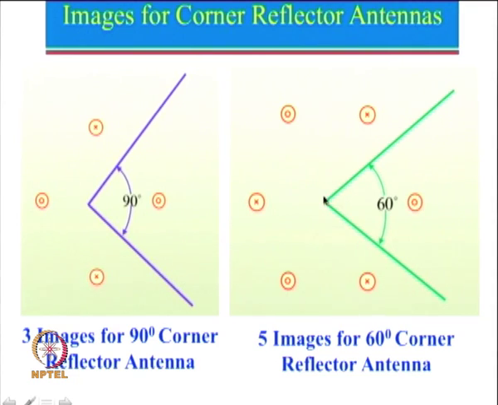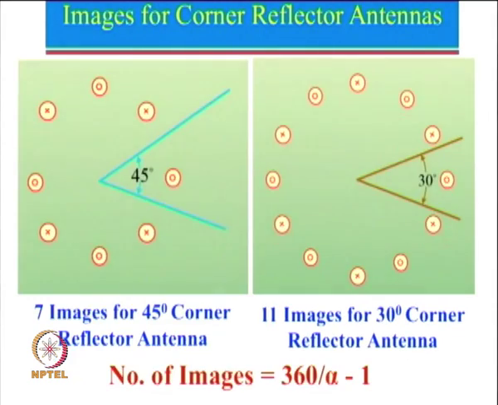Now comes the last part. If we extend this over here, then the dot will have an image of cross here, and if we extend like this, this dot will have an image over here which is cross. So for 60 degrees, we will have a total of 5 images.